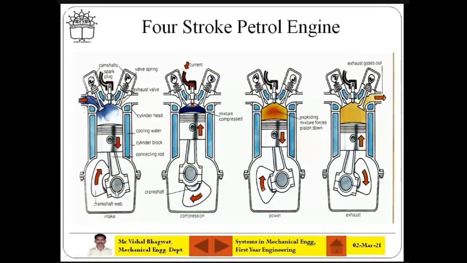For 180-degree rotation, the piston is moving from TDC to BDC. For the next 180-degree rotation, the piston is moving from BDC to TDC. So 360 is one. Now for the next 180-degree rotation, the piston is moving from TDC to BDC, and for the next 180 degrees, again from BDC to TDC. So it is 360 into 2, 720 degrees of rotation for the crank. For 2 crank rotations, you have 4 reciprocations of the piston. So it is called a 4-stroke engine.